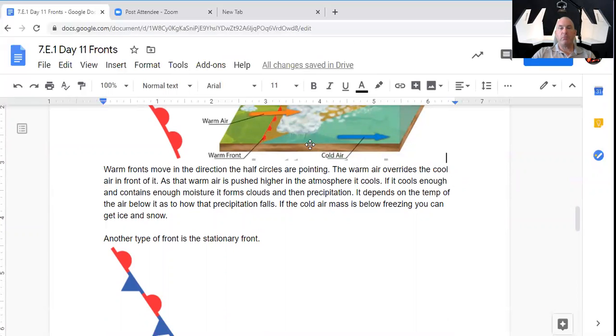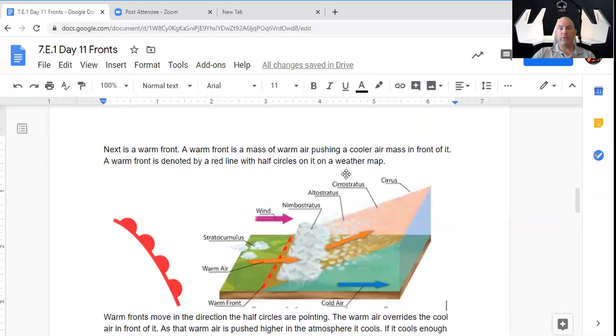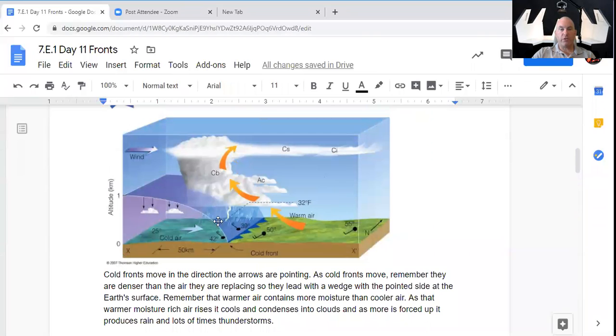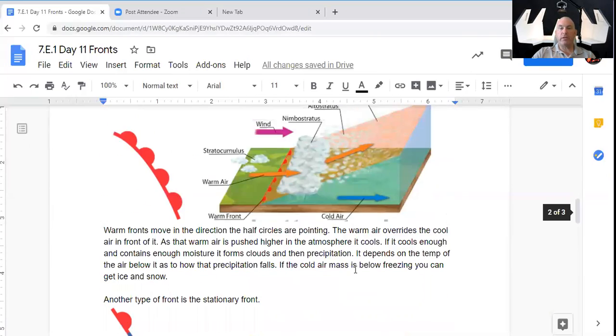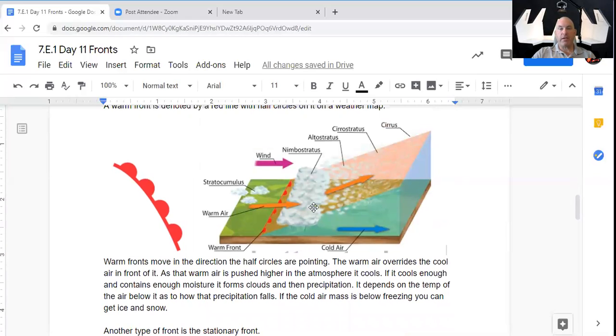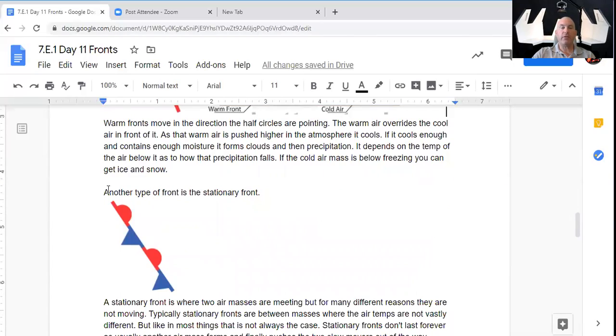Now, in both instances, the water is falling through the cold air mass. And depending on how cold that air mass is, that's where you might get some snow or some ice or something like that. Now, the next type of front we're going to talk about is the stationary front.